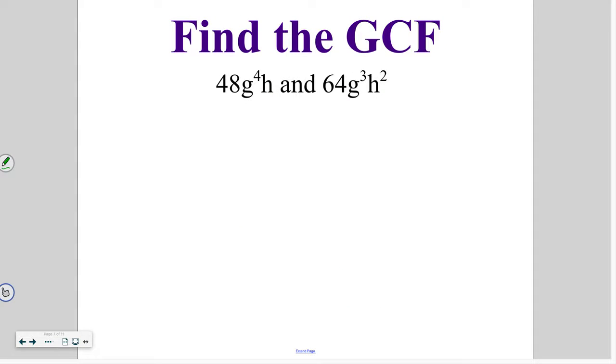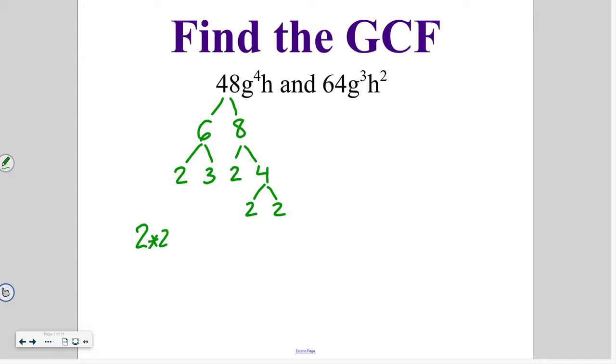So now we are working on finding the greatest common factor, or the GCF. We can do this by a couple of different methods. The first option is to use that factor tree. So we just used the factor tree for 48 and found out that our final factors were 2 times 2 times 2 times 2 times 3.